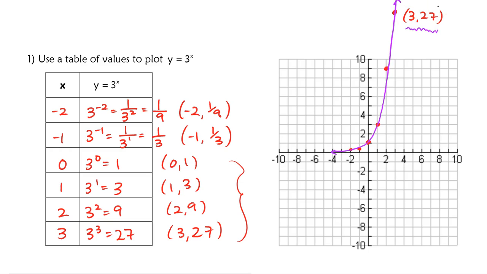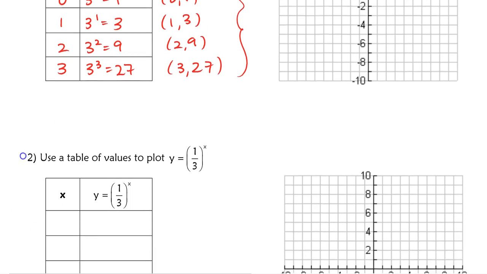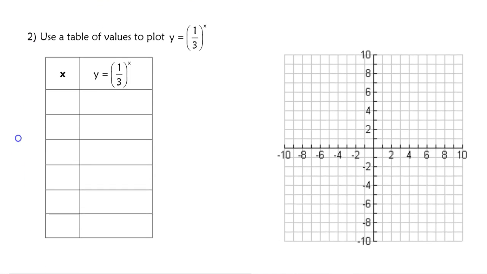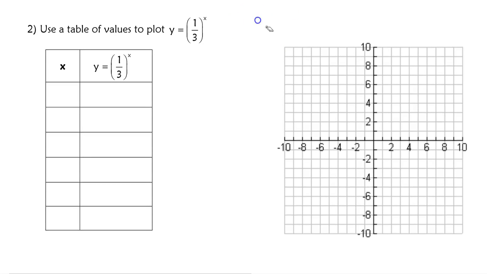Okay, now I want you to look at the shape of this graph, and then we're going to take a look at a very similar function. Obviously it's a little different, but now we have 1/3 to the x power. So instead of 3 to the x, we're going to be evaluating 1/3 to the x power. Alright, so we're going to start with our table of values from -2 all the way to 3.